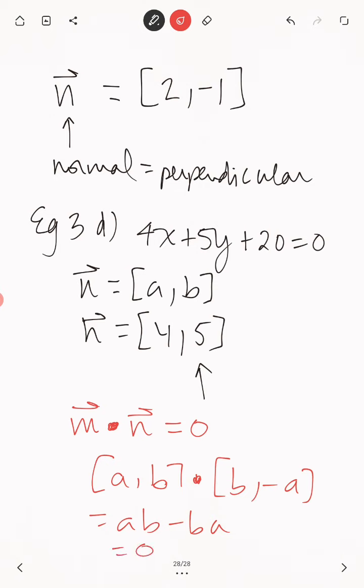So all we need to do to find a vector perpendicular to n, 4, 5 is simply swap the position of the components and make one of them negative. Doesn't matter which one, just don't make them both negative because that won't work. So therefore, a possible direction vector for our line is negative 5, 4. It could also be 5, negative 4. Or any scalar multiple of that would work as well. So let's go over here and we'll use that negative 5, 4 to write the vector equation of the line now.